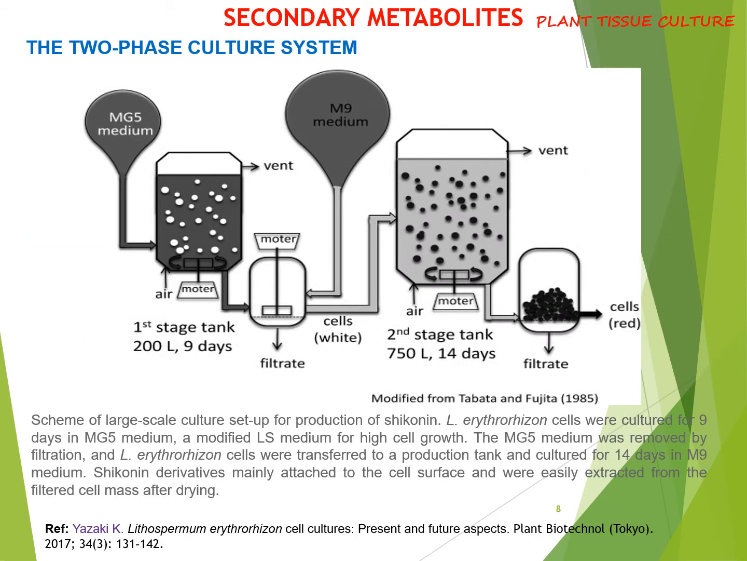The industrial large-scale production of shikonin utilizes a two-phase or two-stage culture system. In the first stage, cells of a high-producing strain M18 are allowed to proliferate in growth medium MG5 without producing shikonin derivatives. In the second stage, these cells were transferred to a medium for shikonin production. In this type of system, the production increased approximately 12-fold.